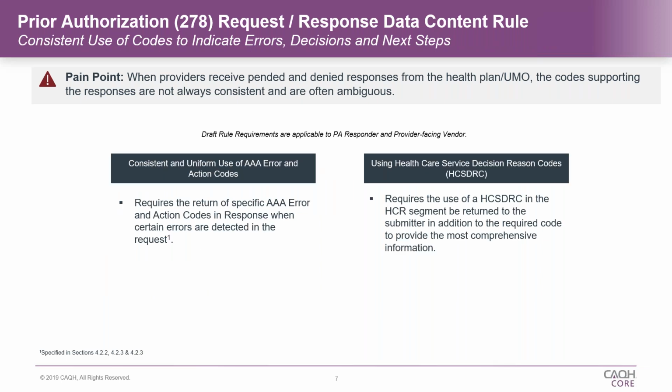The next bucket of requirements all fall under the umbrella of consistent use of codes to indicate errors, decisions, and next steps. Consistent and uniform use of AAA error and action codes requires the return of the most specific AAA error and action codes in response when certain errors are detected in the request. Additionally, using healthcare service decision reason codes requires that a second HCS DRC be returned in the HCR segment in addition to the required code to send the most comprehensive information back to the provider.